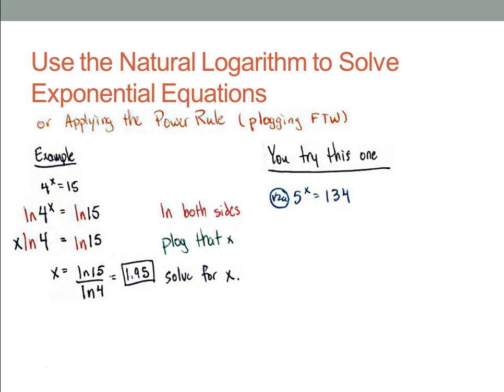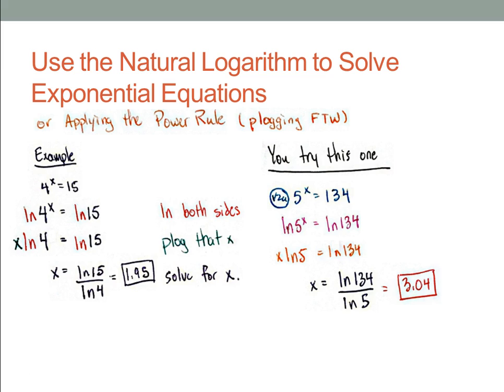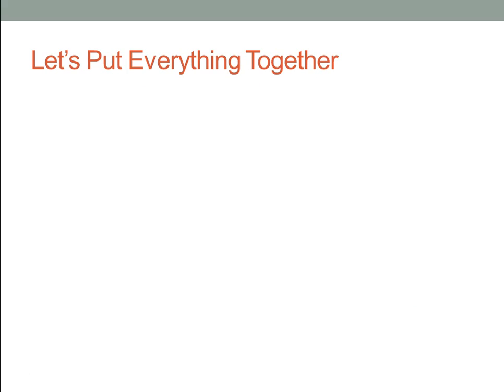Glad that you're back. All right, so let's check that work out. ln both sides, just like we did with the first example. Reverse power rule, or plug that for the win. So I get x ln of 5, divide both sides, and your calculator does the heavy lifting. Did you get 3.04? You followed those steps, I bet you did. Sweet. All right, so let's put it all together.